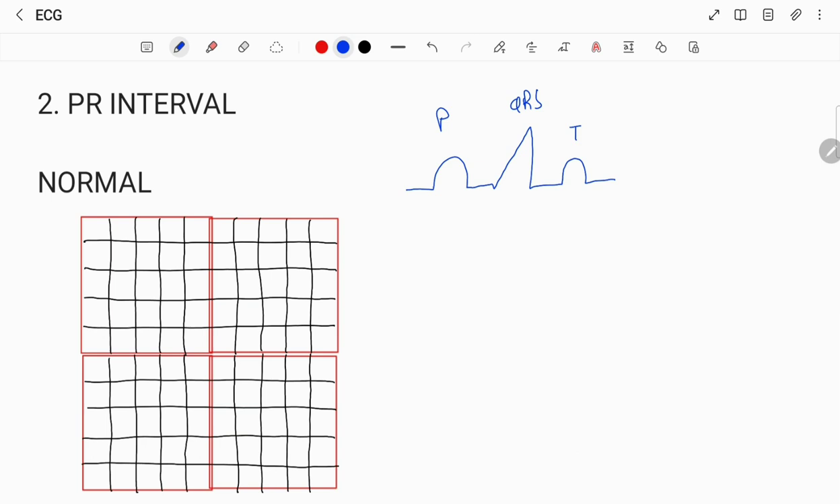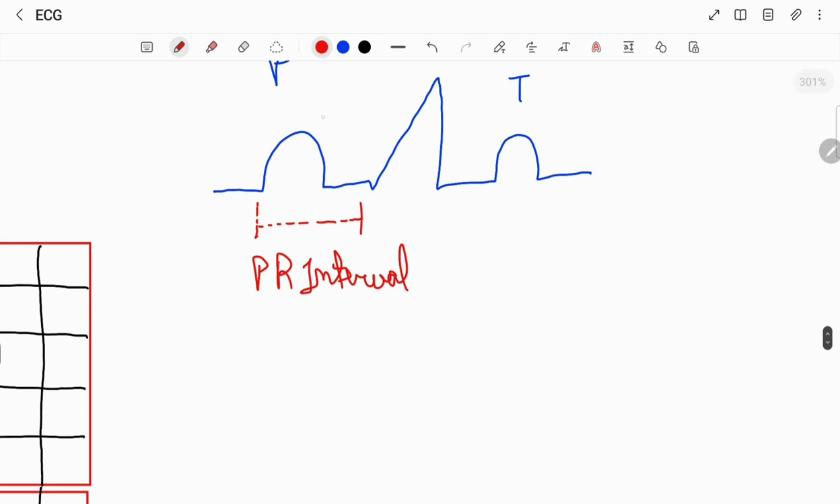Now, if I talk about an interval, let's say the PR interval, then the PR interval would mean from the beginning of the P wave till the beginning of the QRS complex. This is the PR interval. And if I talk about a segment, let's say the PR segment, then that would mean from the end of the P wave till the beginning of the QRS complex. Similarly, if I talk about the ST segment, then that would mean from the end of the QRS complex till the beginning of the T wave, that is the ST segment.